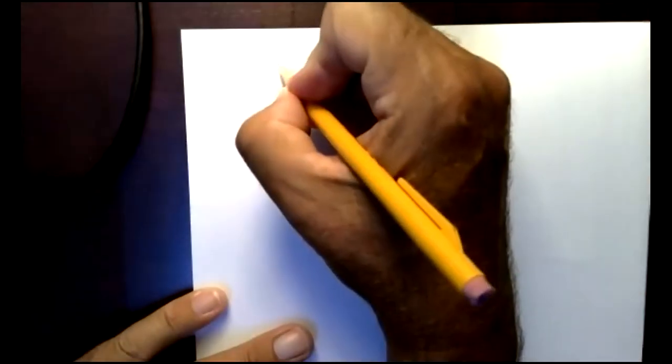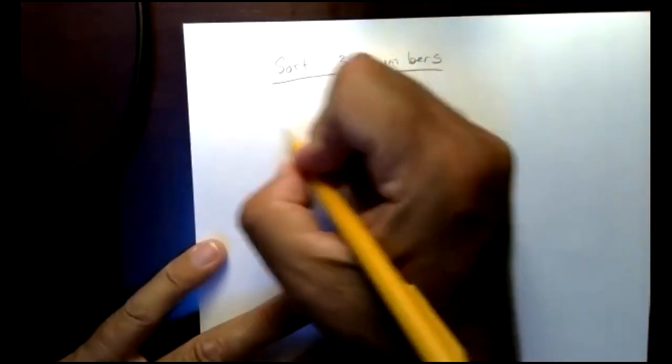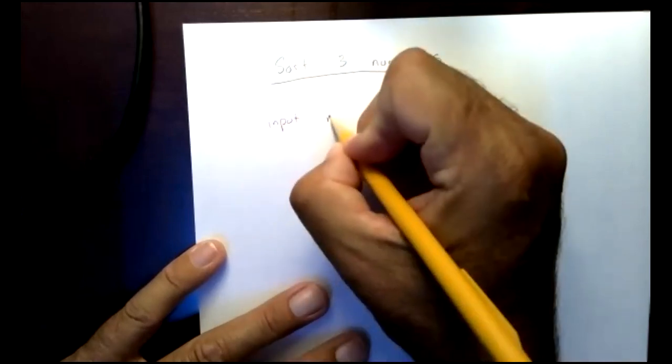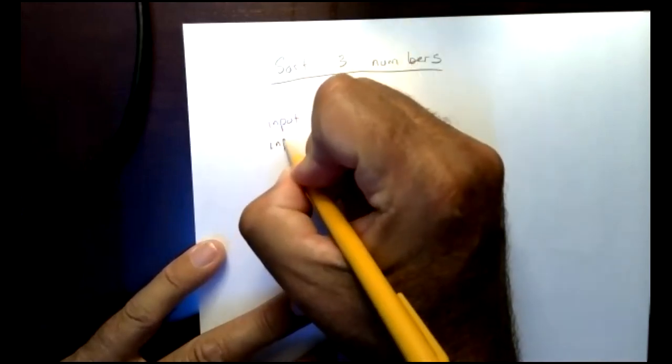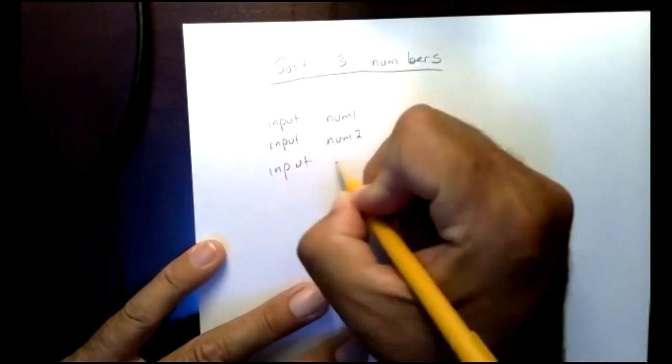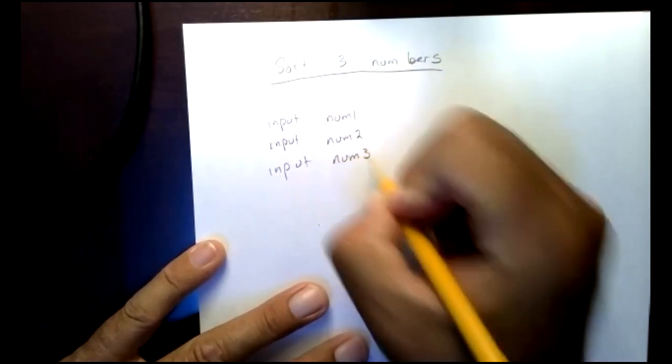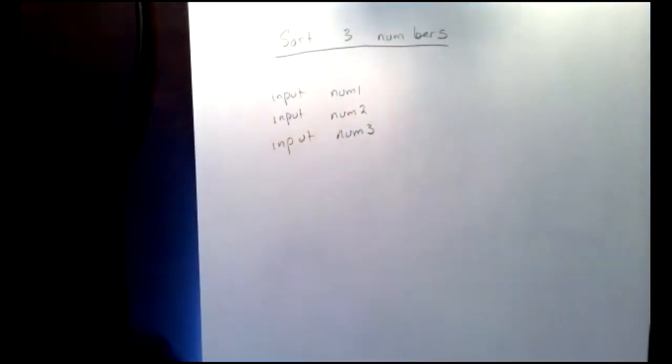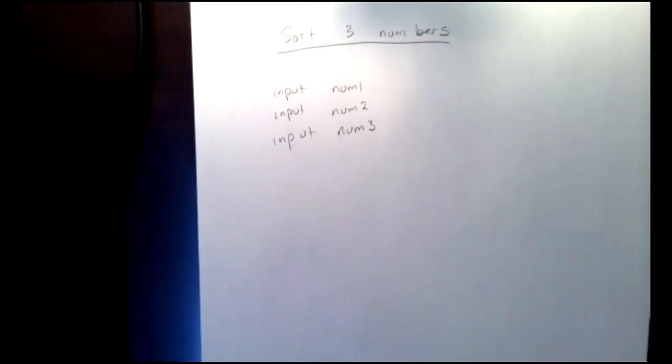All right, so the next example we're going to take a look at is how to sort three numbers. And I'm going to do an algorithm kind of deal. I'm going to start with input num1, input num2, input num3. Okay? Lots and lots and lots of ways to do this. All right? I'm going to break it down one way.